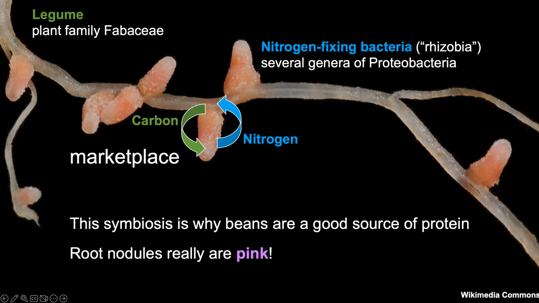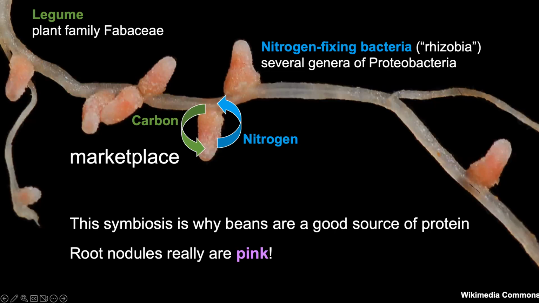There are a couple things that I just like to share to contextualize why I think this symbiosis is really cool. One is that this is why beans are such a good source of protein. So nitrogen is a major component of proteins. One reason that we think that beans are such a good protein source is because of the extra nitrogen that they get from these bacteria.